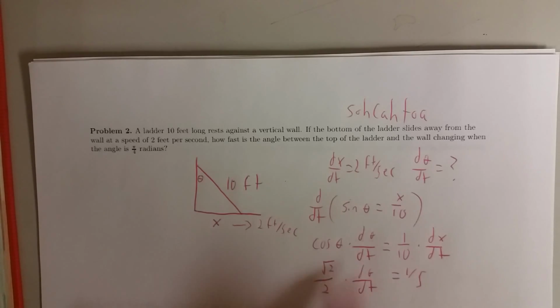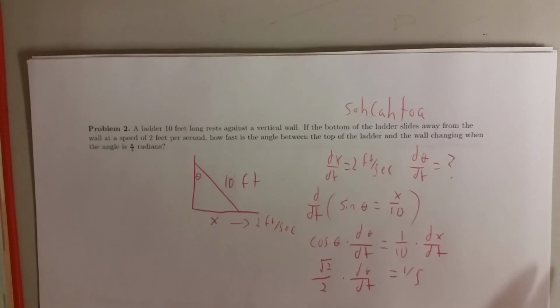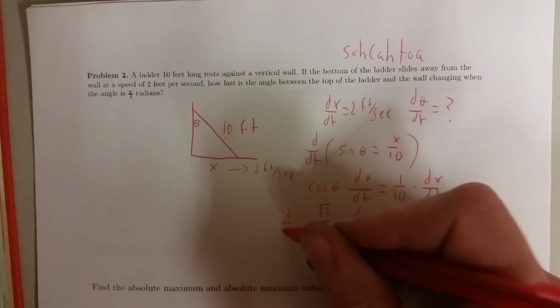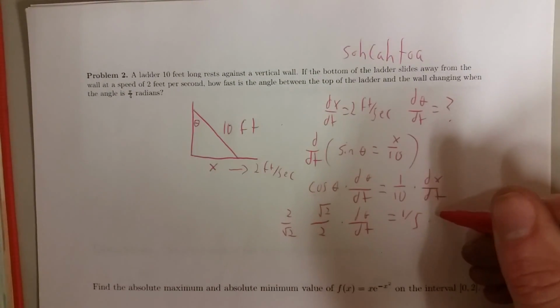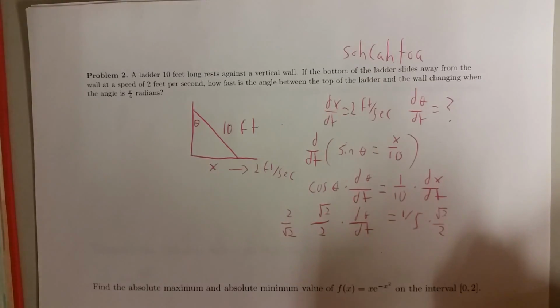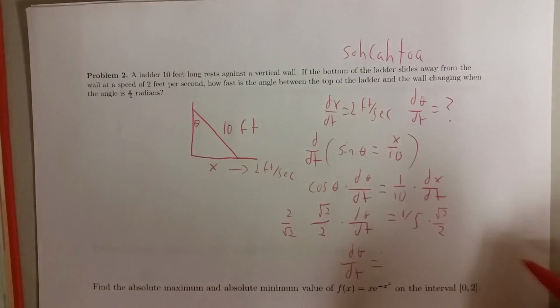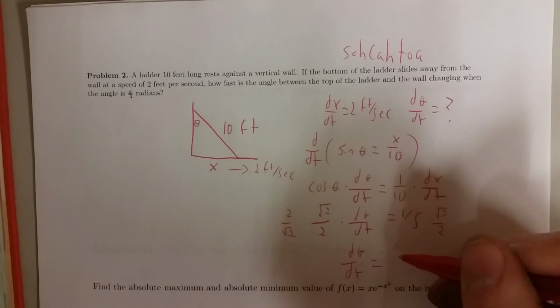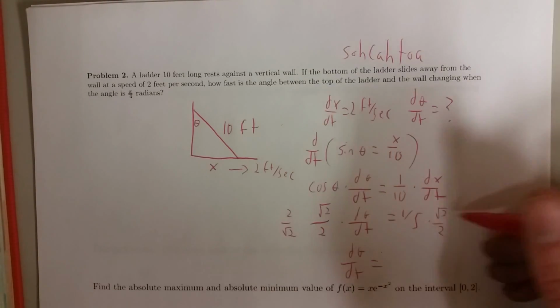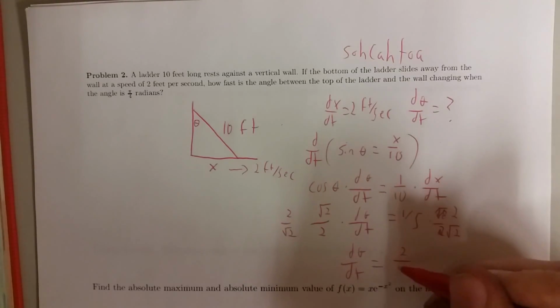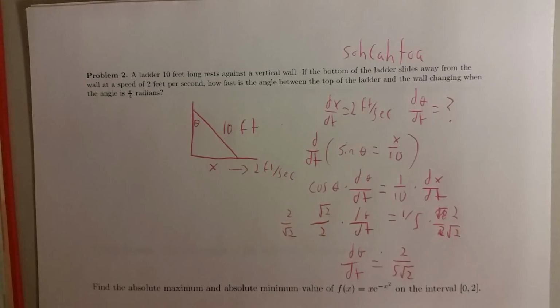And remember, what we're looking for is d theta/dt, so we're almost done. Last thing I need to do is multiply by the reciprocal to get d theta/dt by itself, times 2 over 2. And I end up with d theta/dt equals, oops, I messed this up. That's a 2, and that's a root 2. So I end up with the 2 on the top and the 5 root 2 on the bottom.